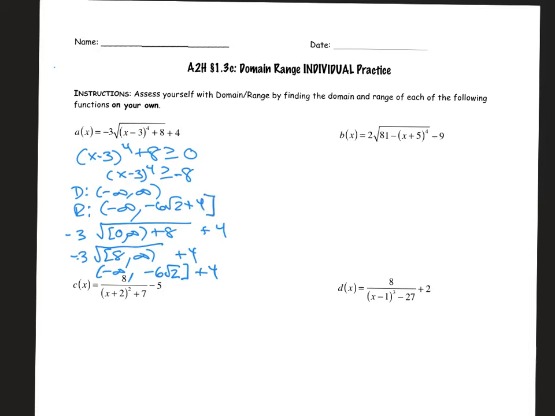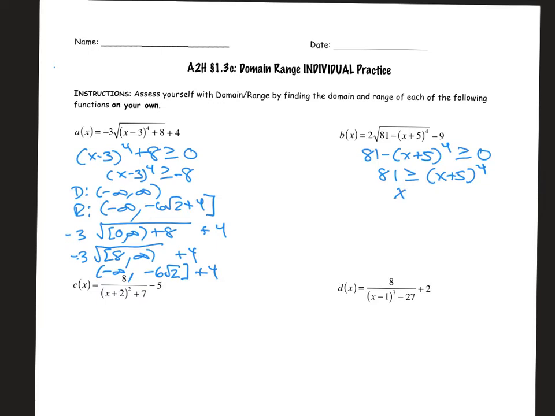Okay, b of x. All right, so start off the same way. I've got a square root, and I need what's inside the square root to be greater than or equal to 0. So I need 81 to be greater than or equal to (x plus 5) to the fourth. Or in other words, I need x plus 5... The fourth root of 81 is 3.